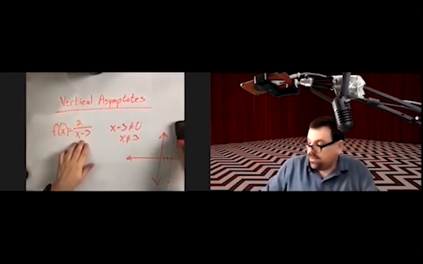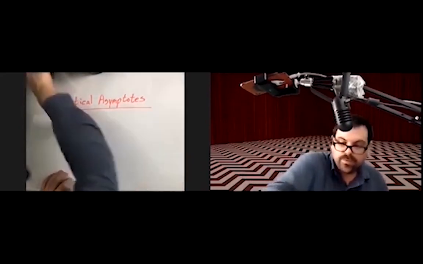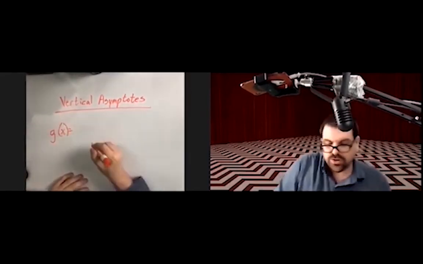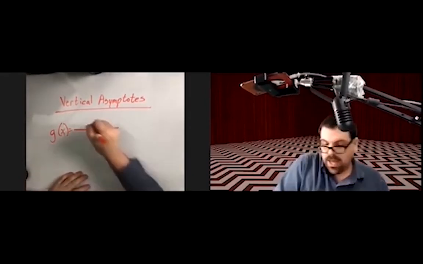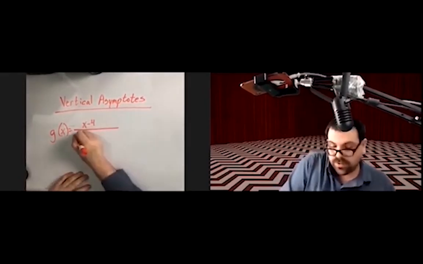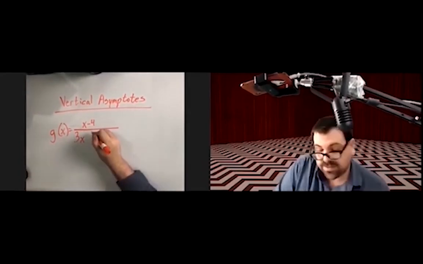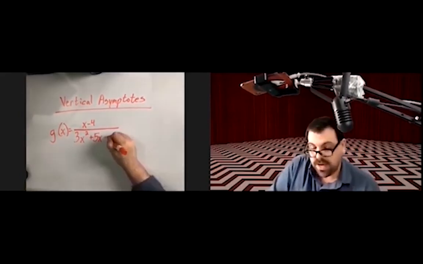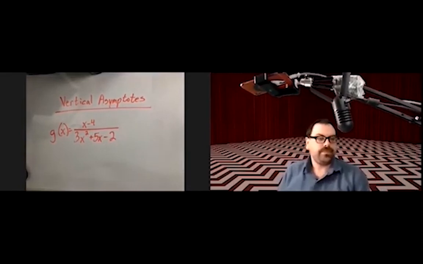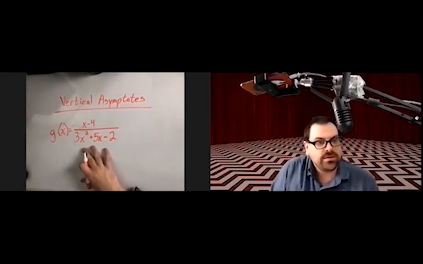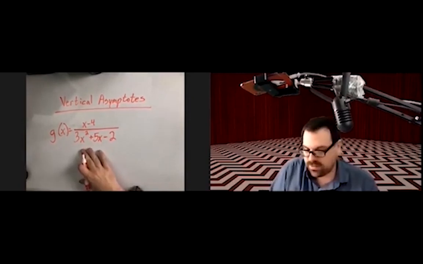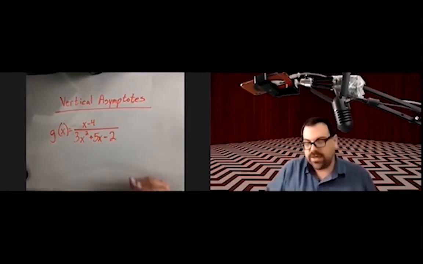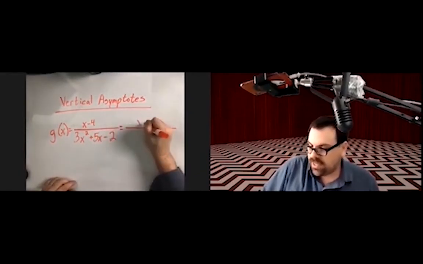What if we had more than one thing? What if we were looking at a new function g of x, and this was x minus 4 over 3x squared plus 5x minus 2? Well, we can't tell what our restricted values are because it's not in factored form. So step 1 is always going to be factor top and bottom.